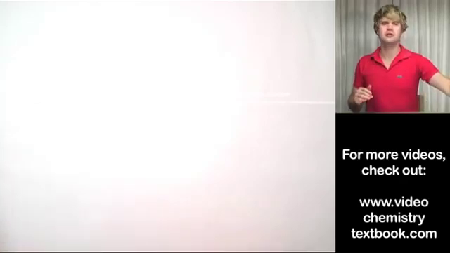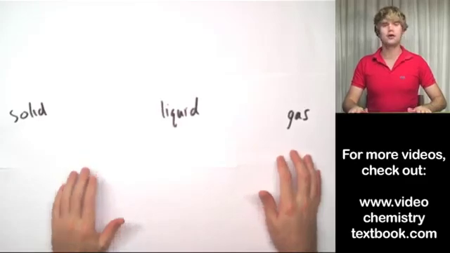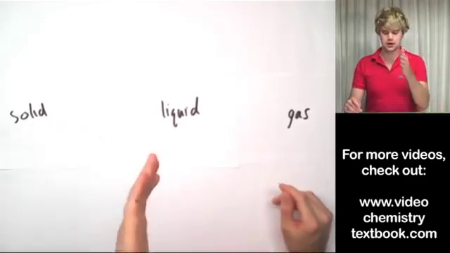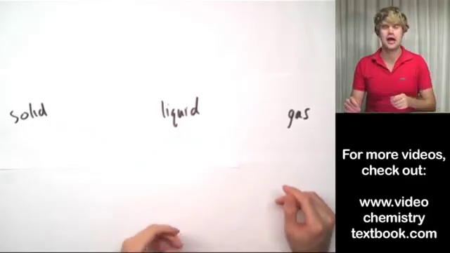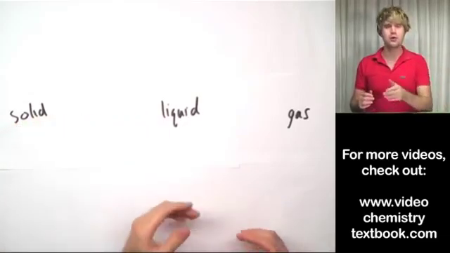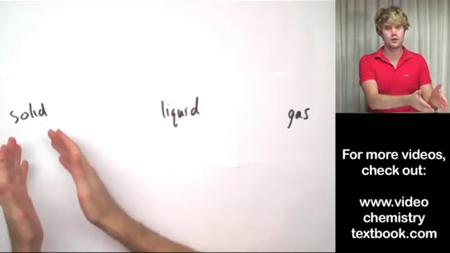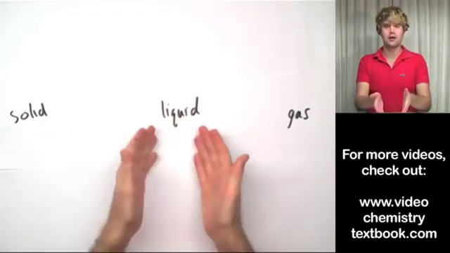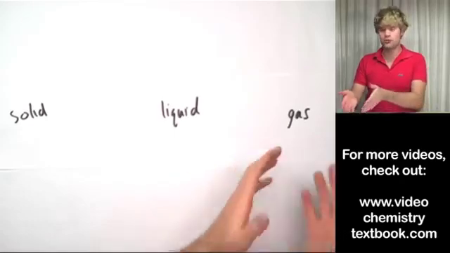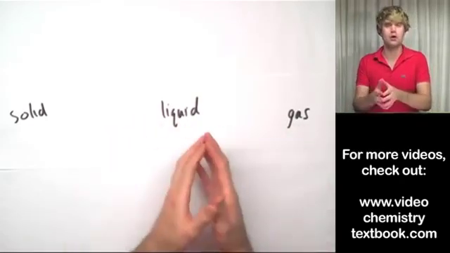I want to talk about phase changes. There are three main phases of matter that you run into in everyday life, and these are solids, liquids, and gases. And a phase change is just what we call it when we go from one of these to another. So for example, when we go from ice, which is solid water, and melt that and make liquid water. Or when we go from steam, which is gas water, and cool it down to make liquid water.